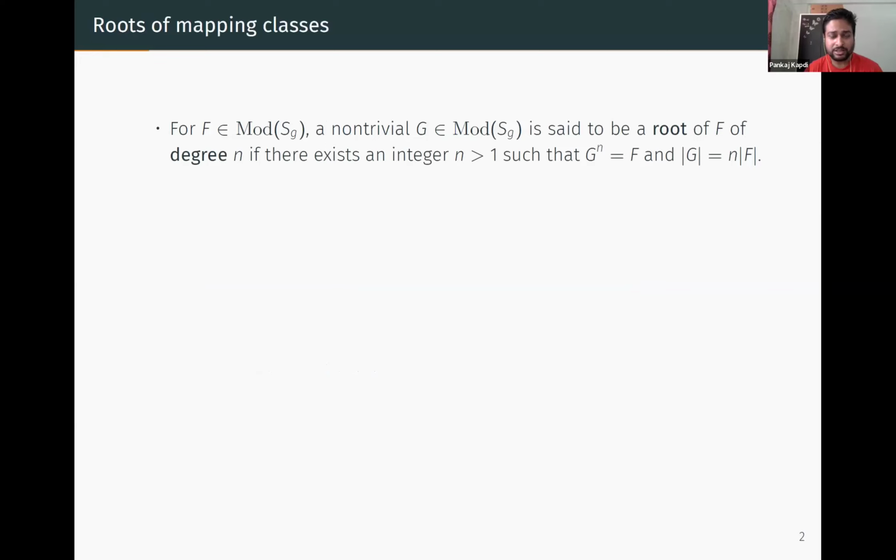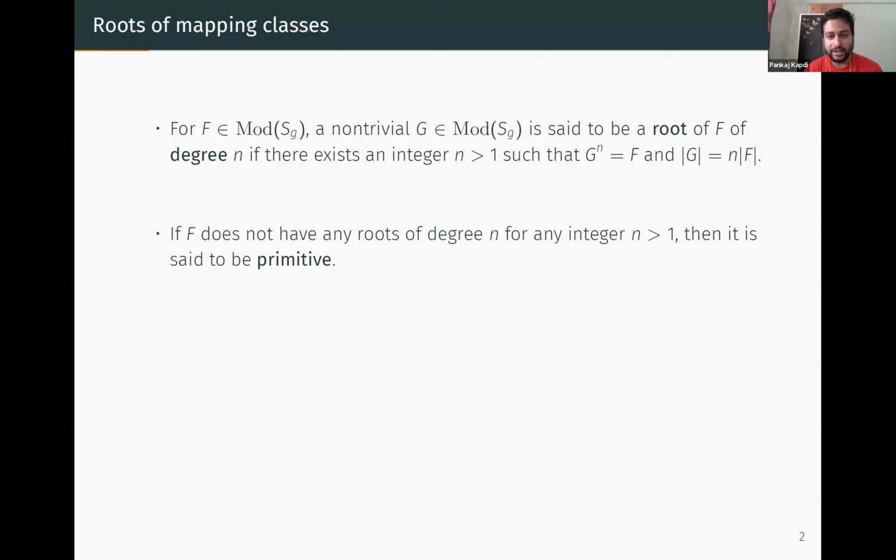Now I'll just move on to the problem. For a given mapping class f, we say that some non-trivial element g is a root of f of degree n if there exists some integer n greater than 1 such that the nth power of g is equal to f, and the order of g is n times the order of f. So basically we are finding roots of mapping classes, and I'm putting the condition that the order of g is n times the order of f for the periodic case. In the infinite order case, the condition is redundant.